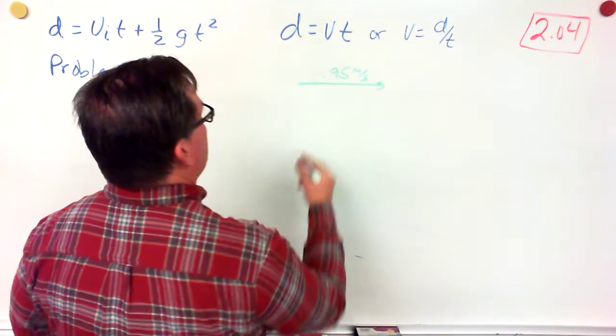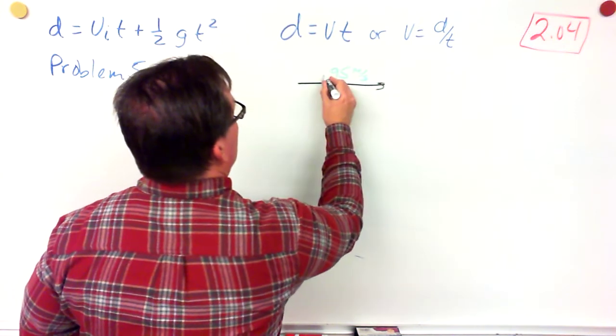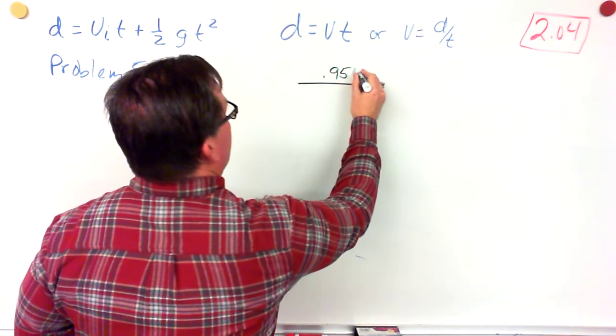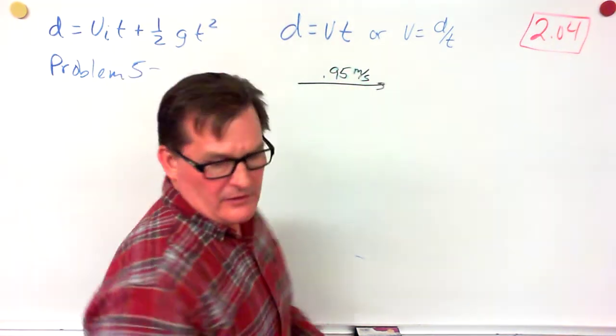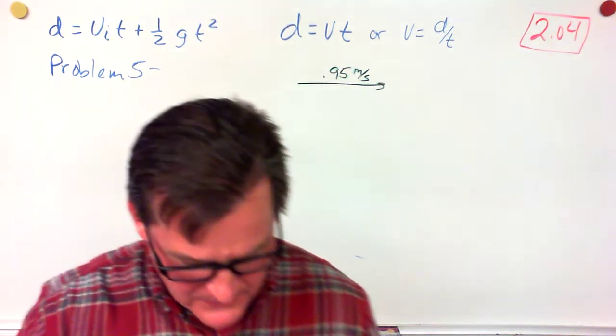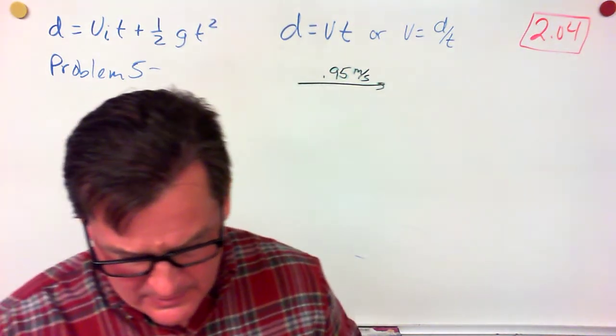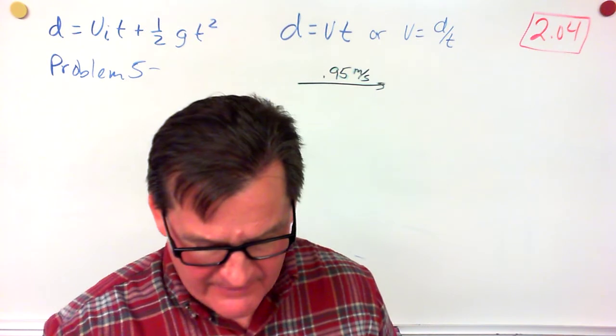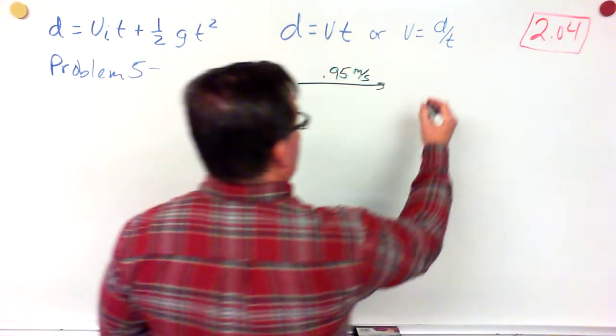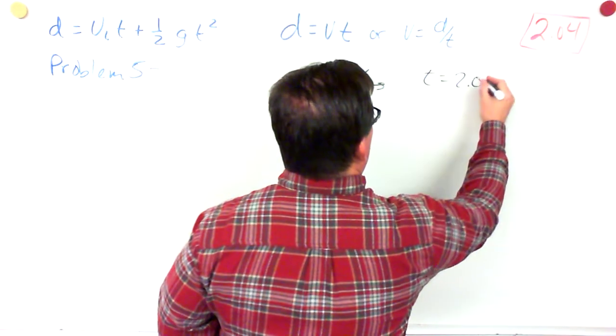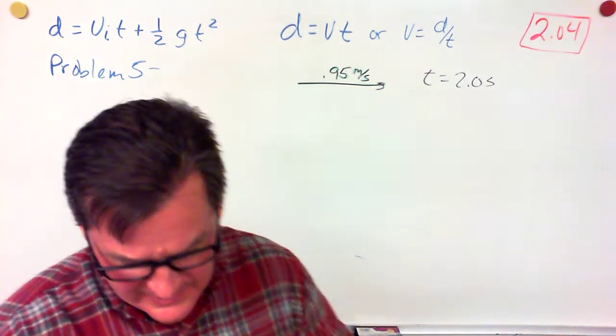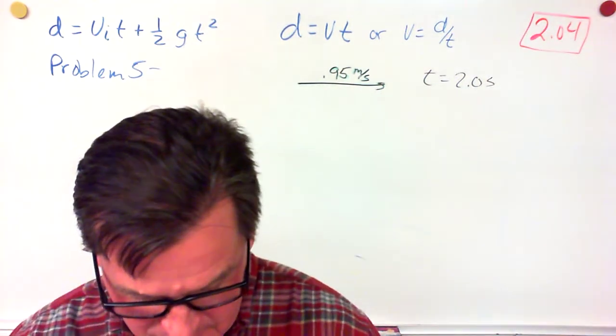So I'm going to put it in black. 0.95 meters per second. Hopefully that's a little easier to see. Yeah, it is. 2.0 seconds after she dives, so we have a time of 2.0 seconds. 2.0 seconds after she dives, she hits the water.